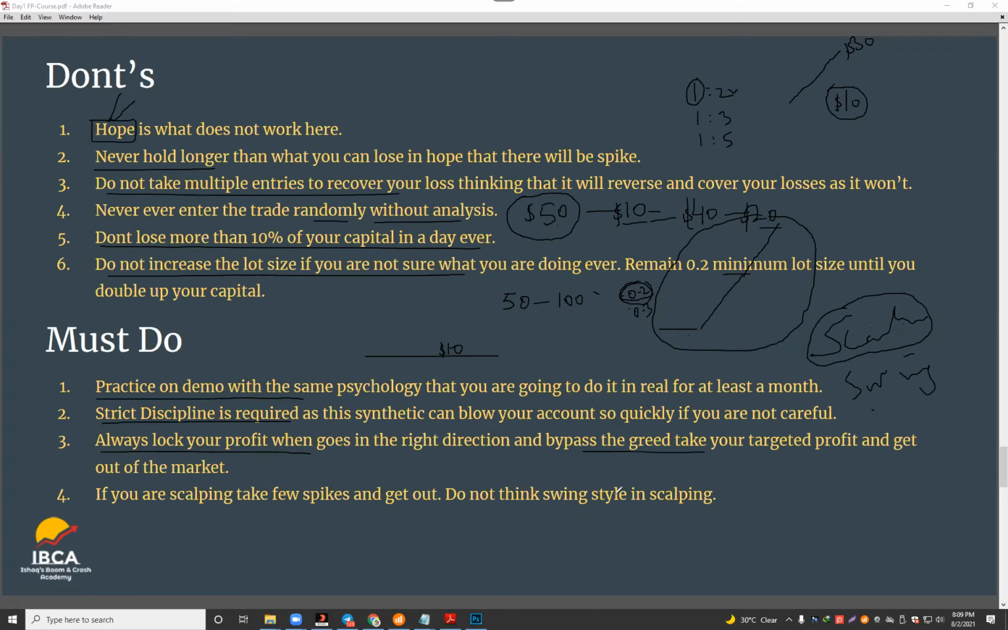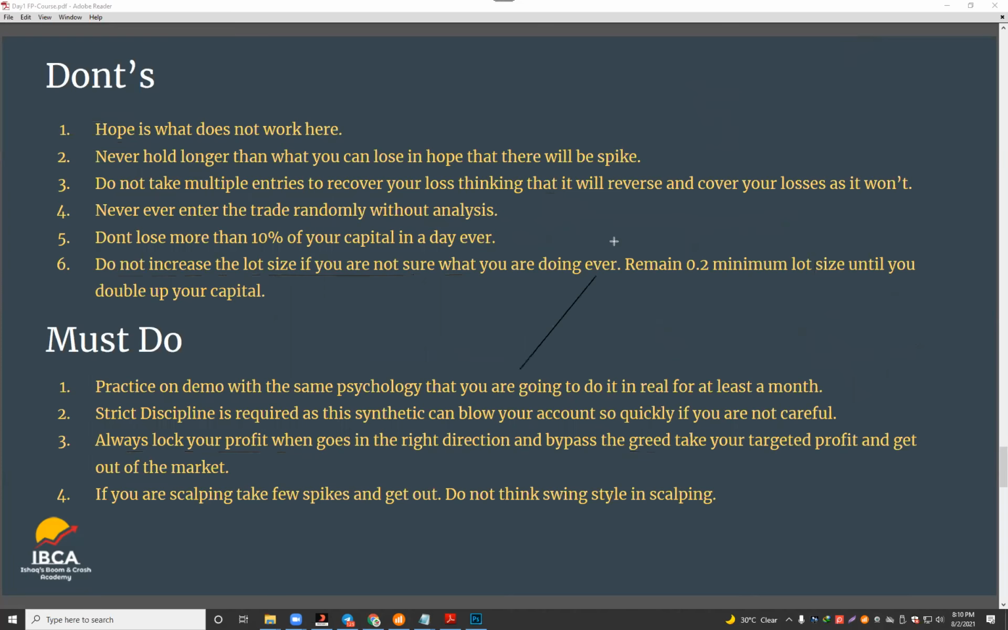Don't be greedy. If you are scalping, take a few spikes, then stop trading. That is the cycle of price action. The market moves up, moves down, then up, then down. If you take the profit on this cycle, the market will definitely pull back and move down, and then move up. If you are not closing your trade, 50% of the time the market will come back and eat all your profit.